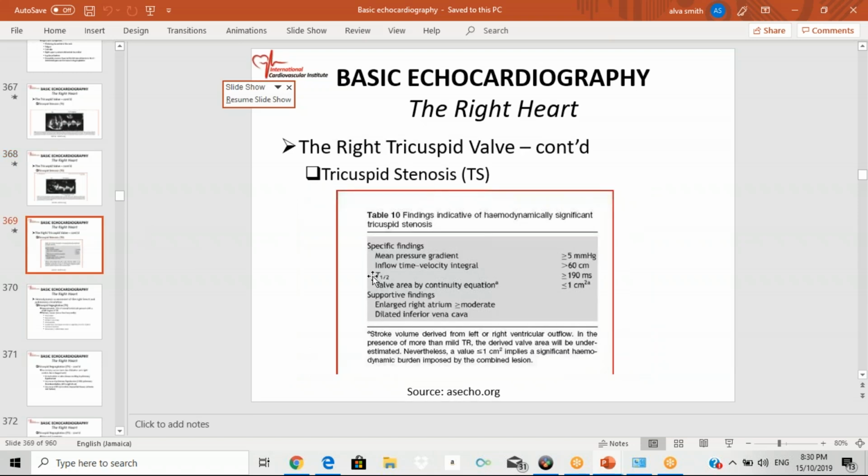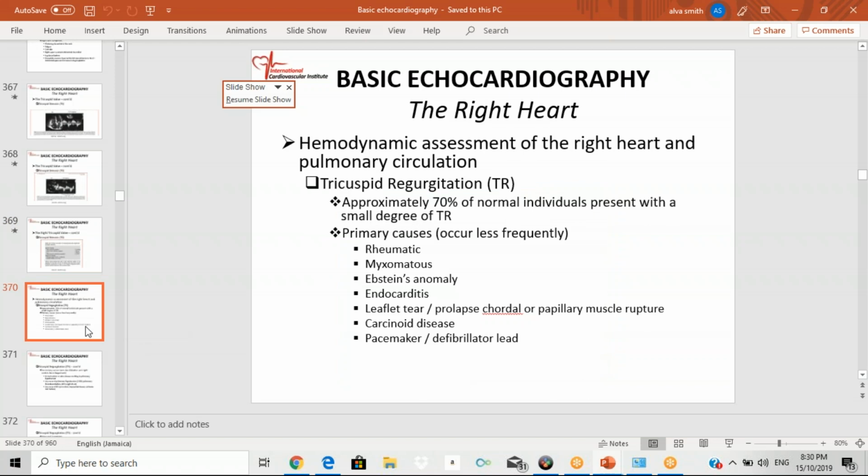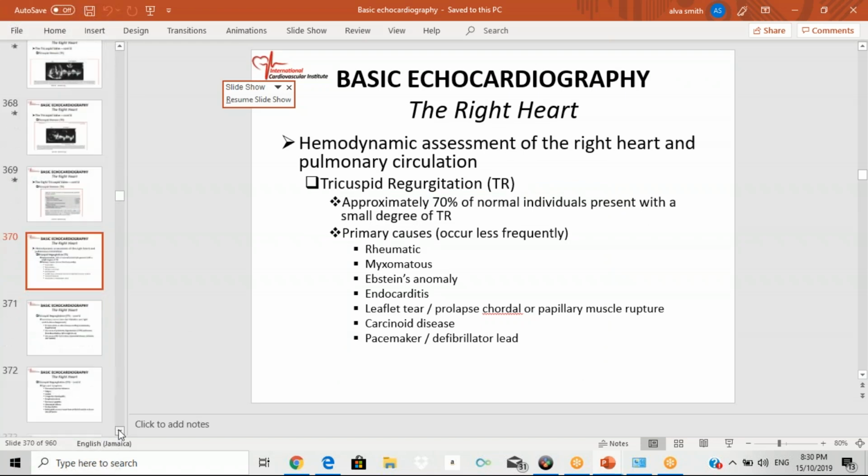All right, so if the patient has significant tricuspid stenosis, the mean gradient is usually greater than or equal to 5 millimeters of mercury. When you look at the time velocity integrals, usually greater than 60 centimeters, and the pressure half time is greater than or equal to 190 milliseconds. They're probably not going to ask you these numbers. They will probably show you a picture of tricuspid stenosis and ask you the most common cause for it. You have to be able to recognize it though.